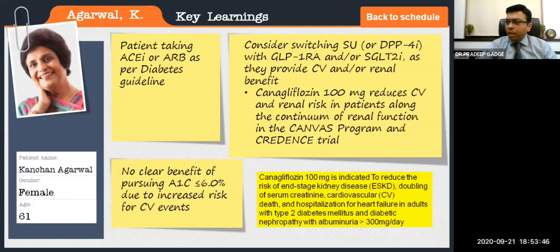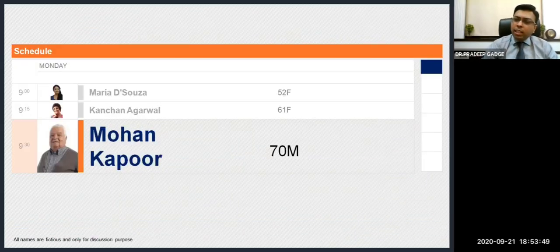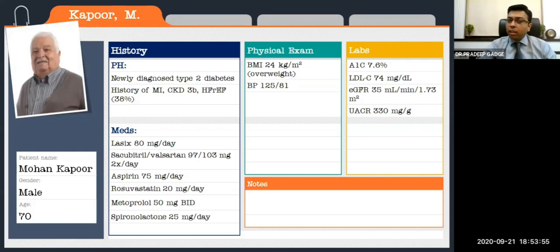Mr. Mohan Kapoor. So this gentleman is a 70-year-old gentleman who has history of myocardial infarct, who is a CKD patient. His ejection fraction is 38%. He is the case of heart failure with reduced ejection fraction. Now see, he is just diagnosed with type 2 diabetes. Remember, a good number of patients will have microvascular as well as macrovascular complications. The microvascular and the macrovascular complication starts much before diabetes appears. So when he is diagnosed with diabetes, by that time he already has ischemic heart disease, CKD, and heart failure as well. He is obese.